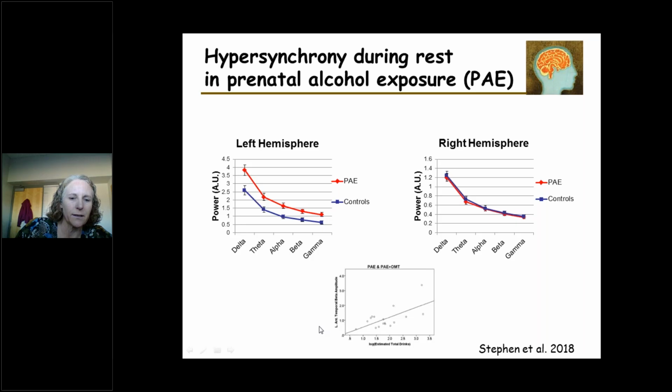So if you look at the kids with prenatal alcohol exposure, and this was a log of the estimated total number of drinks that the kids had been exposed to, that was directly related to the amplitude. And as you can see, the kids with prenatal alcohol exposure had what was referred to in the EEG literature as hypersynchrony, or increased power relative to controls. So this may still be a biomarker of early prenatal alcohol exposure.